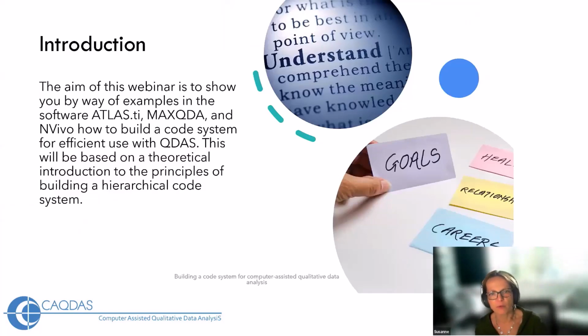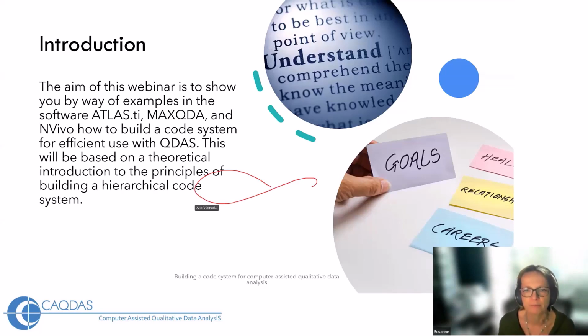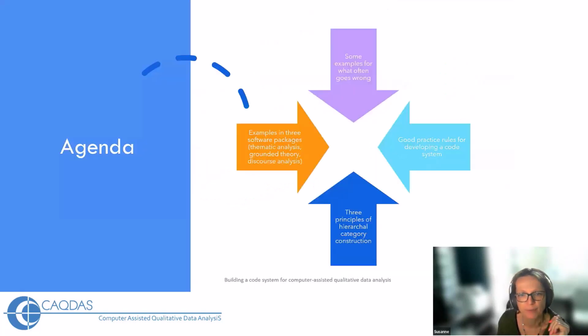I put in the text you already read when you signed up for this webinar. The aim of this webinar is to show you, by way of example, how three different programs, ATLAS, MAXQDA, and NVivo, can be used to build a code system that is efficient for computer-assisted qualitative data analysis. But before I go into the software programs to show you some examples live, I will introduce it in a more theoretical manner.